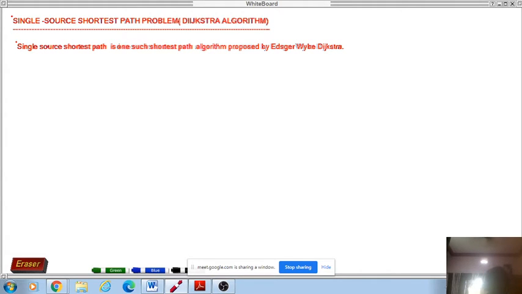This algorithm is called the single source shortest path algorithm because for a given source vertex, say S, this algorithm finds all the shortest paths between the source S and all other vertices of a given graph G. We'll take an example of a graph and see how we use this algorithm.